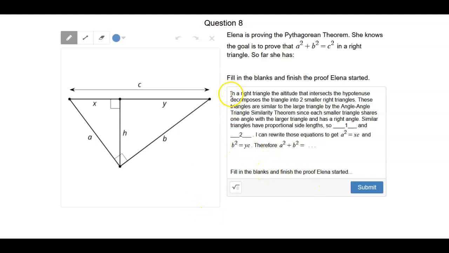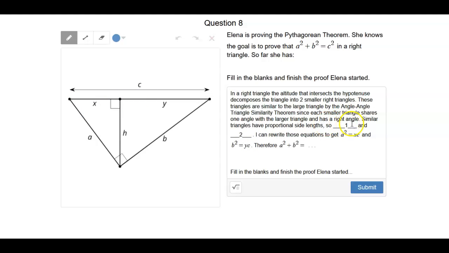So she starts by saying in a right triangle, so this big triangle here is the right triangle she's talking about, the altitude that intersects the hypotenuse, so this is an altitude that intersects the hypotenuse, decomposes the triangle into two smaller right triangles. So basically what that's saying is that we get these two smaller right triangles when we draw the altitude in. These triangles are similar to the large triangle by angle-angle triangle similarity because each smaller triangle shares one angle with the larger triangle and a right angle.